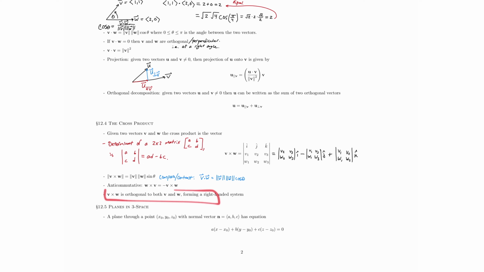Nice thing about the cross product is that it forms what we call a right-handed system, in that if we take a vector v and we cross it with some vector w in that order, v cross w, then the vector v cross w is a vector that is perpendicular to each of these. Something like that. So this blue vector is v cross w. It's perpendicular to each.